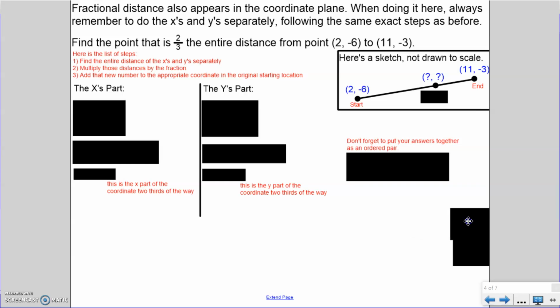The steps we forgot from before is find the entire distance, although we're doing the x's and y's separately. Multiply those distances by the fraction, then add that new number to the appropriate coordinate in the original starting location. So we'll do the x's first.